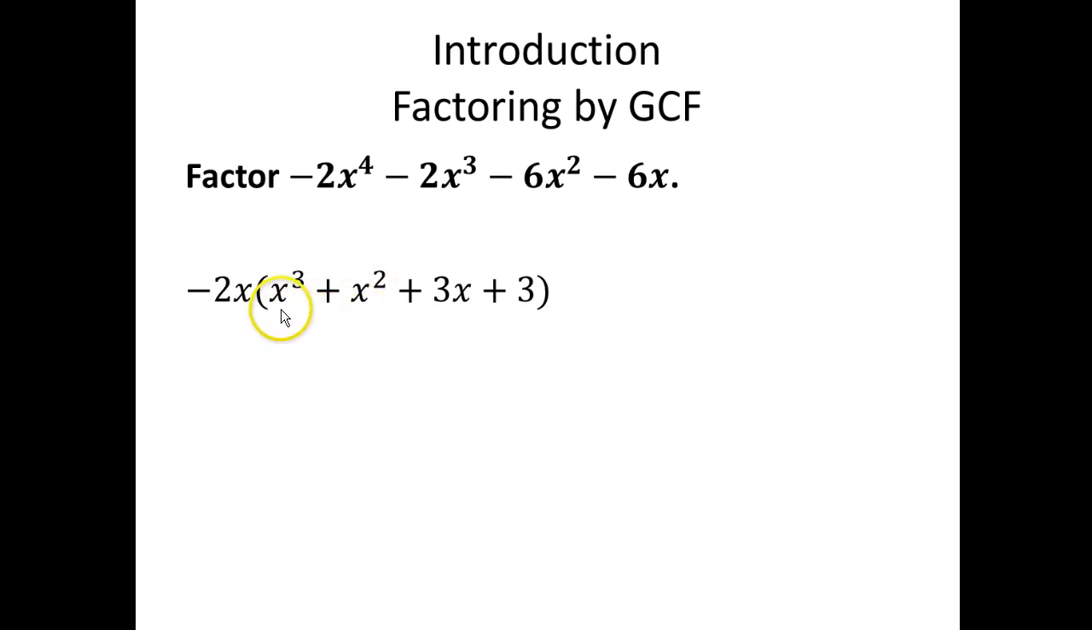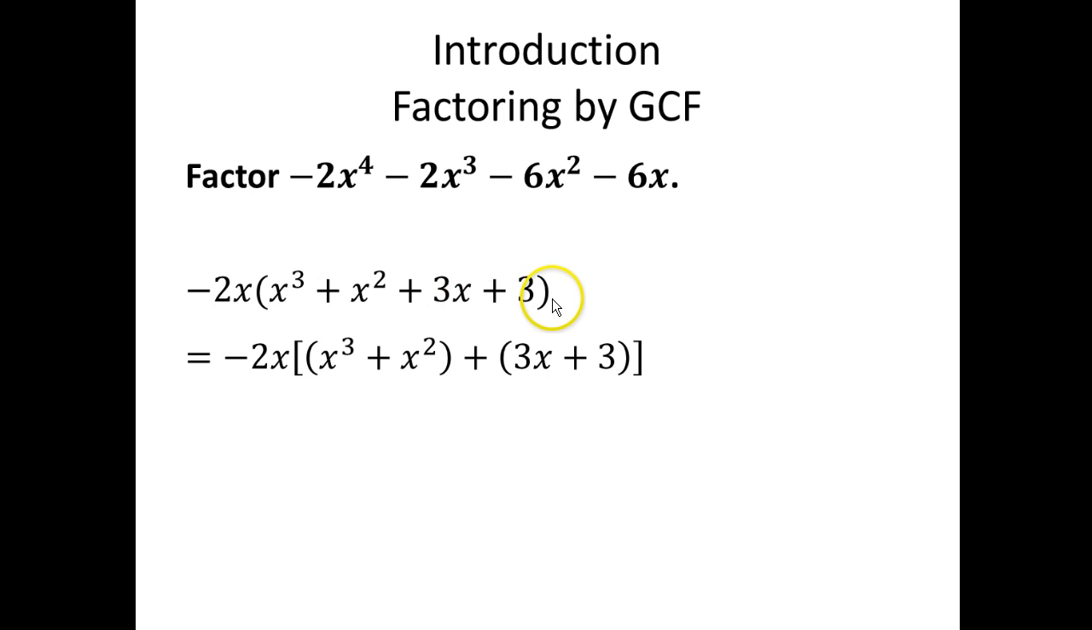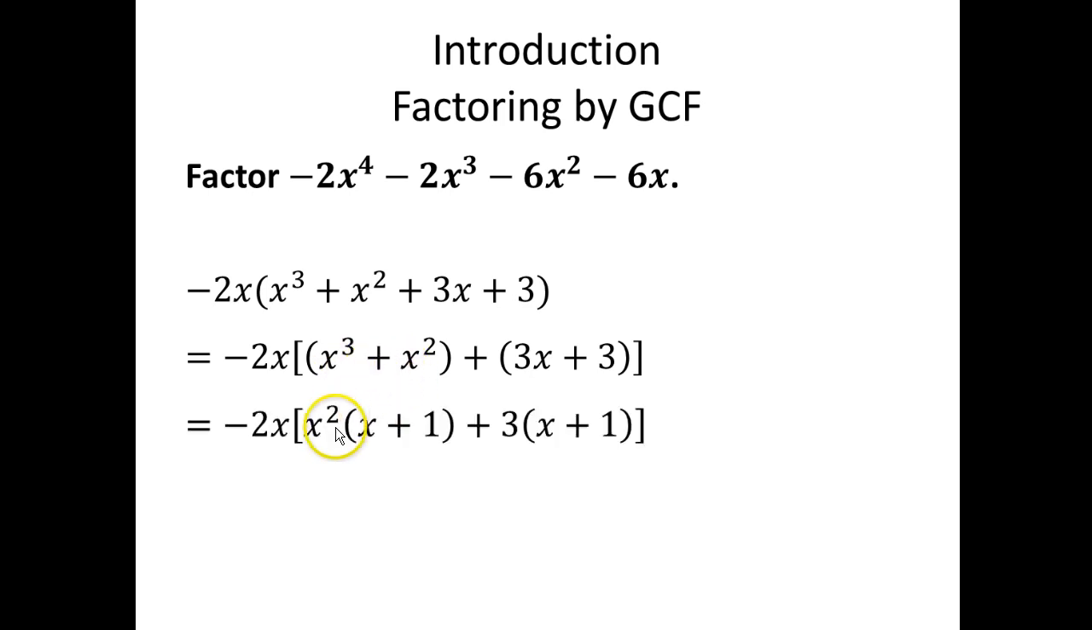Okay, so I grouped the first two terms and the last two terms, and I looked for common factors in each pair of terms. So starting with the first pair of terms, I notice I have x cubed plus x squared, which has a greatest common factor of x squared, so I factor that out. And for the last two terms, I notice that there's a GCF of 3, so I factor the 3 out. So my result is this.